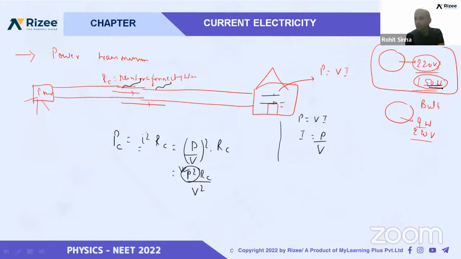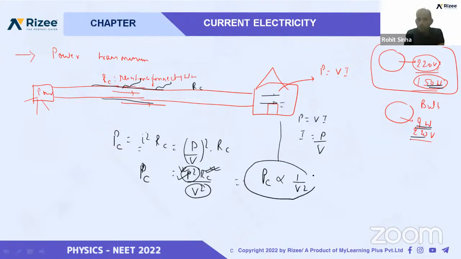This power rating is constant for any device. RC is the resistance of the conducting wire. If we are connecting a copper wire or aluminum wire, its resistance is also fixed. Only V square is varying. We see that the power wastage in the connecting wire is inversely proportional to V square. That means to reduce the power loss in the connecting wire, we have to increase the voltage.